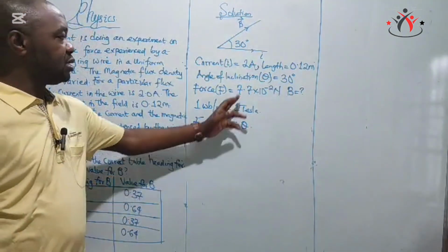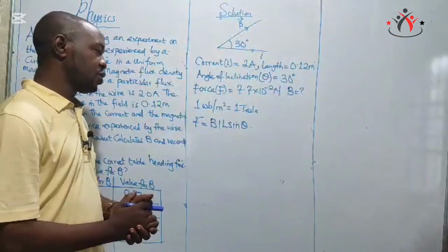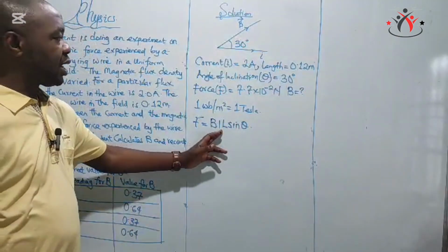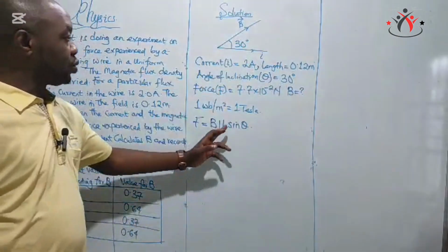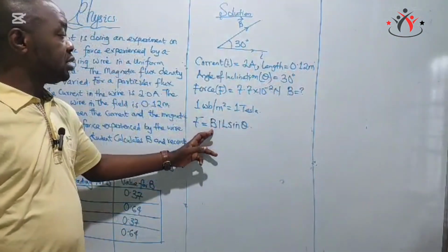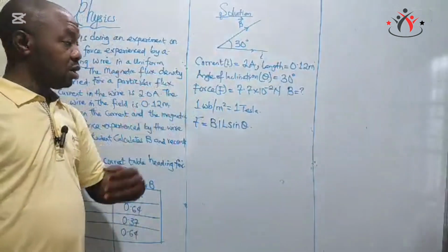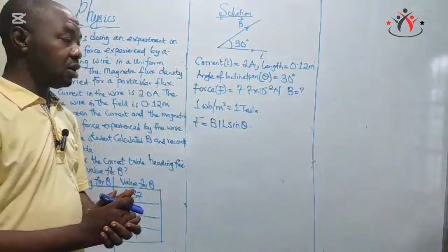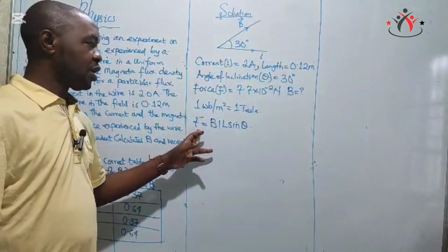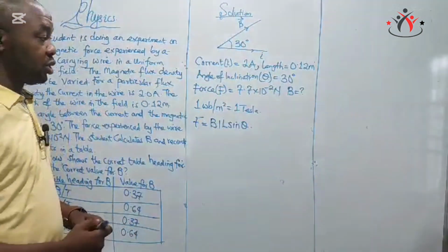So we know that I is 2 amperes. We know that L is 0.12 meters. Then B is the unknown, that's the missing value. Then we also have F to be 7.7 times 10 to the negative 2 Newton.